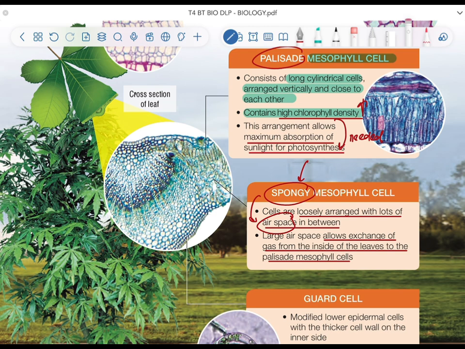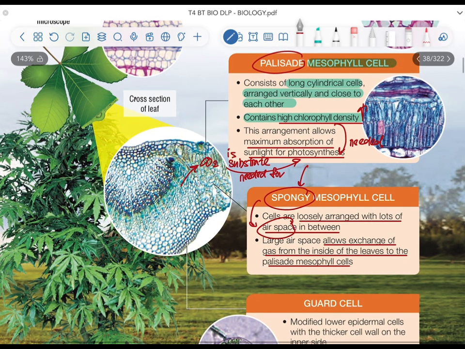So it allows CO2 to go in, and then oxygen to come out. CO2 will go into the palisade mesophyll cell as it is one of the substrates needed to carry out photosynthesis.